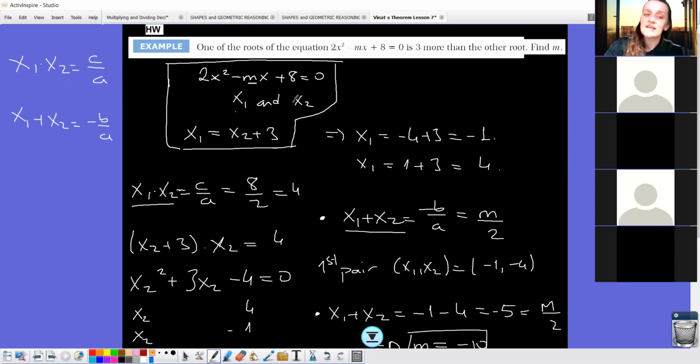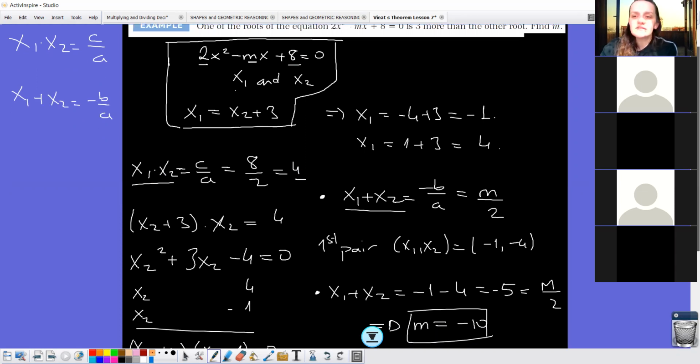Now, if I use x1 plus x2 as the beginning, as in the previous question, I will have one more unknown here, m, because we don't know b. b is not given. Because of that, I'm starting with the product of the roots, which is c over a, and we know c is 8, a is 2. From here, I'm finding the product of the roots, that it is 4. It's okay till here?